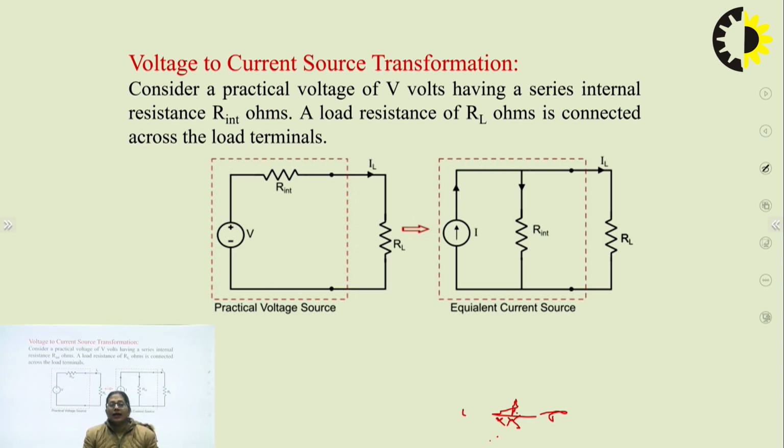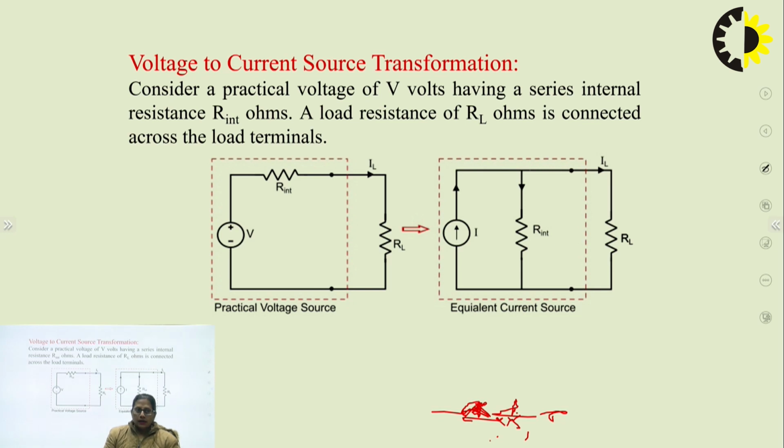So the same can be done, right? That is called voltage to current source transformation, and the reverse is also possible. That means we can transform a current source into a voltage source. So first, let's go with how we can transform a voltage source to a current source.